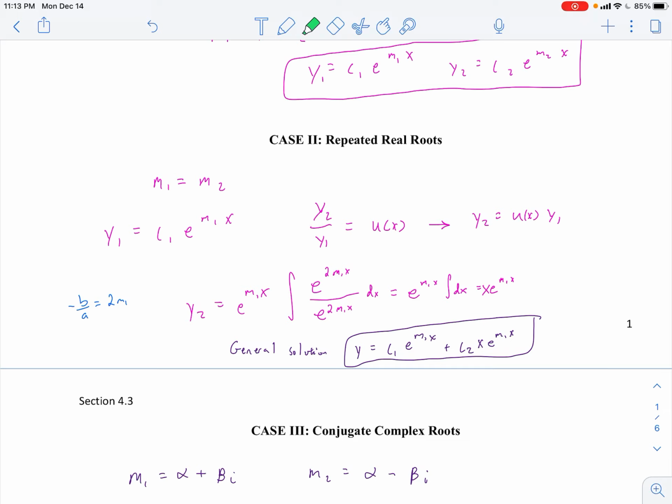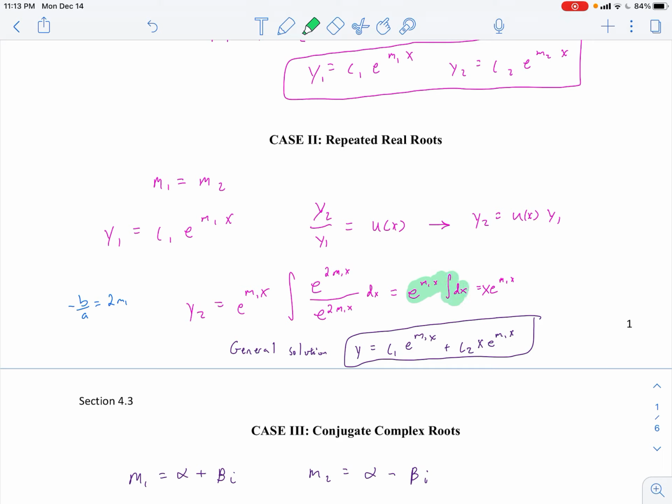Now, what we said here was, when you do it, for the value where you take the integral, your p value is going to be negative b over a, kind of what we got at the very top. We're going to make that 2m sub 1. So when we take the integral of that, it's going to be e to the 2m sub 1 of x. So when we have the integral, the numerator and denominator are the same, and that cancels out to be 1. So we have the integral of just dx.